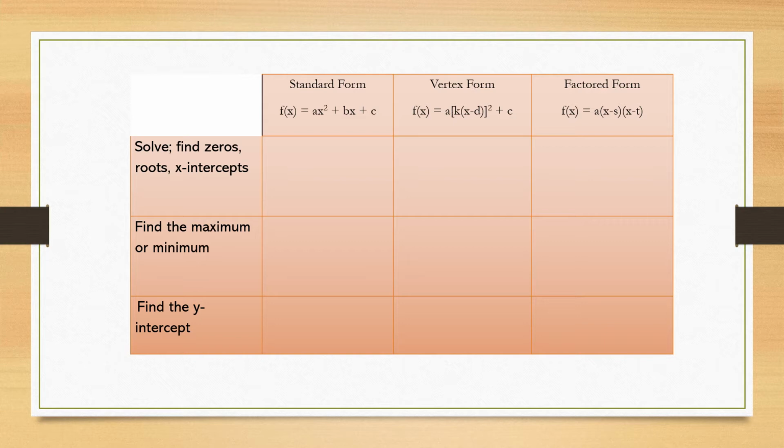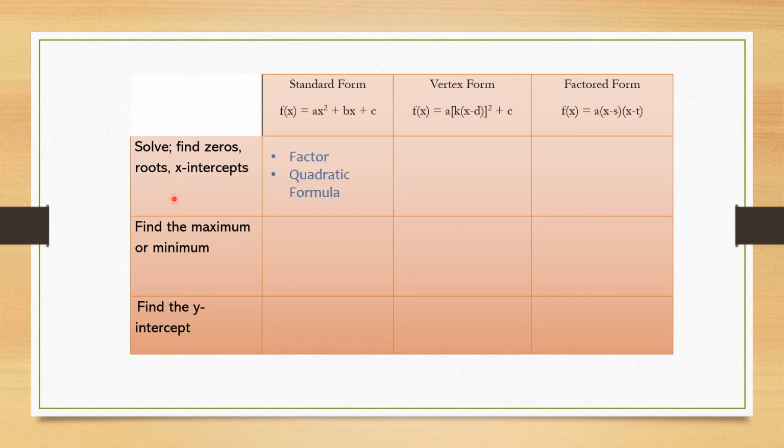So you have this chart on your handout, if you've printed out the handout. We're going to go through every cell in this chart. Let's start with standard form, where the question is asking us to solve. That's the same as the question saying, what are the zeros, or find the roots, or what are the x-intercepts? These are all the same thing. So if you have a question in standard form and it asks when will the rain hit the ground, for example, that would mean finding the roots.